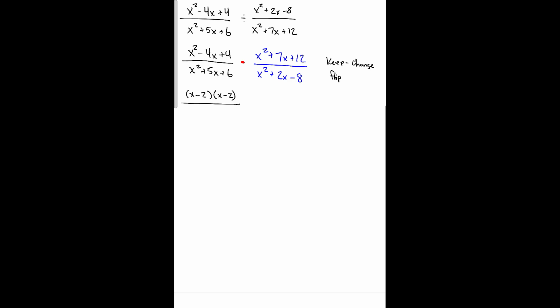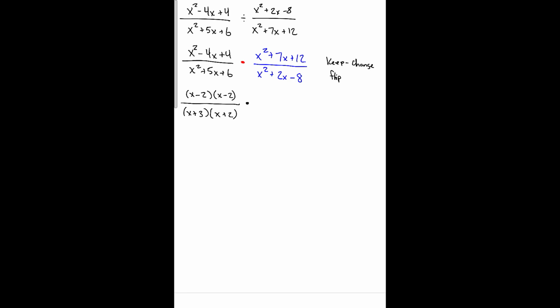Okay, we're going to do the same thing for the bottom part. To factor x squared plus 5x plus 6, we can use x plus 3 and x plus 2. Okay. Now, if you have any questions as to where those parentheses came from, definitely come see me after class or come see me in the computer lab. I would be more than happy to help you out with that.